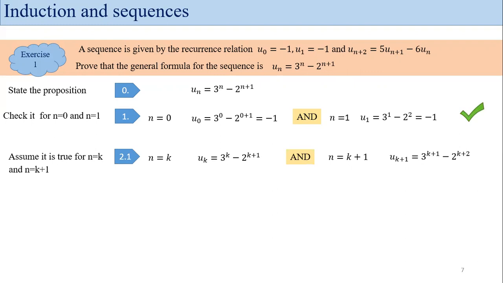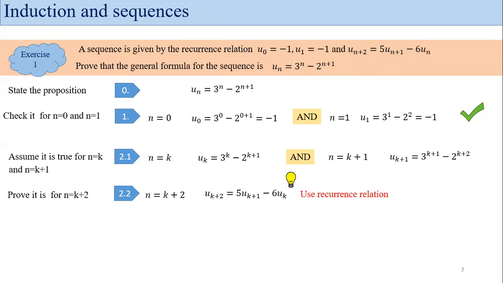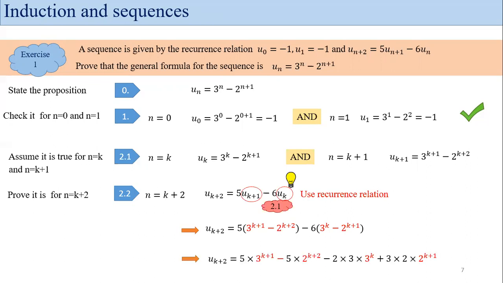Then in the next step, we assume that the general formula is working for n equal to k and n equal to k plus 1, the last two consecutive terms. In the last step, we try to prove it for n equal to k plus 2. To do so, we write the recurrence equation for u(k+2) and use the result of step 2.1, substituting the values for u(k+1) and uk. You can see the red expressions are substituted values from step 2.1. We rearrange the result and merge the terms with the same bases of 2 and 3.